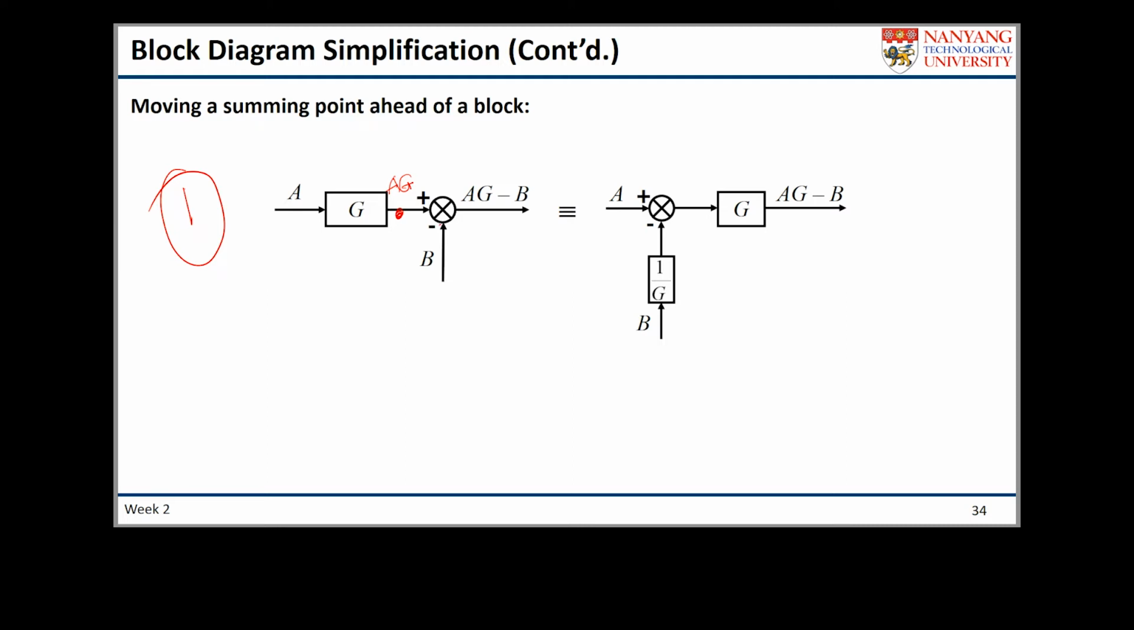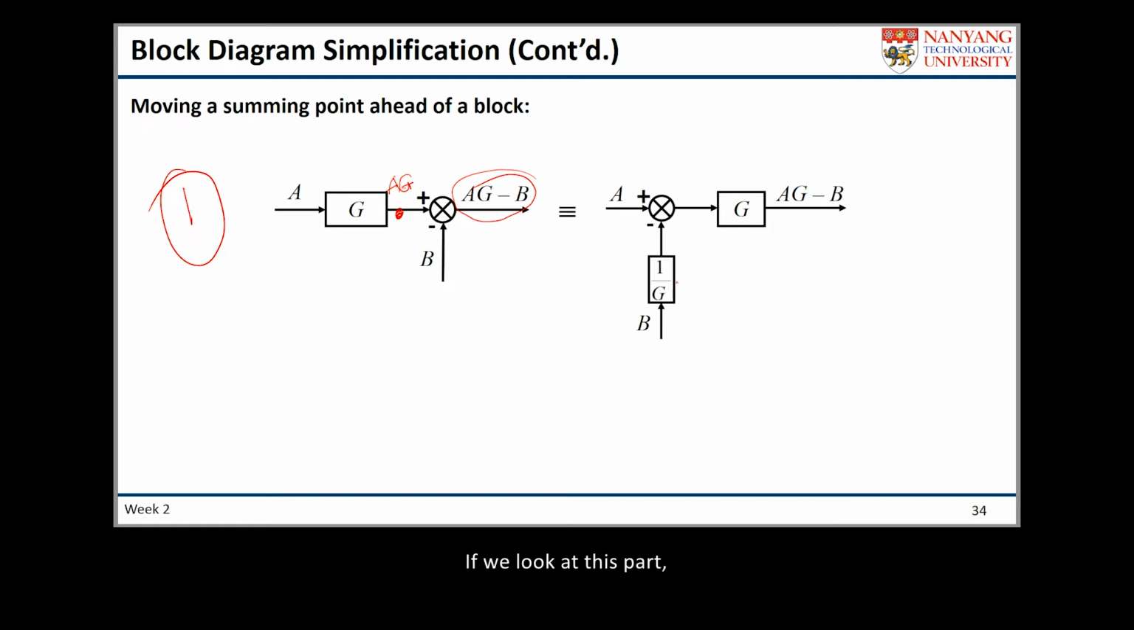And then after that, we meet the summing point. This summing point will subtract the AG with B. So the output of this summing point will be A times G minus B. If the subsystem on the right side has the same output, then you can show that these two subsystems are identical. So let's try it then.